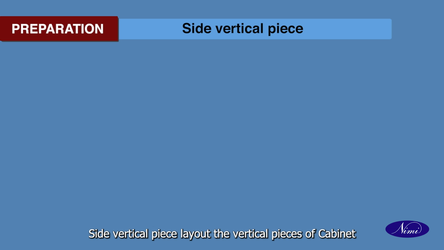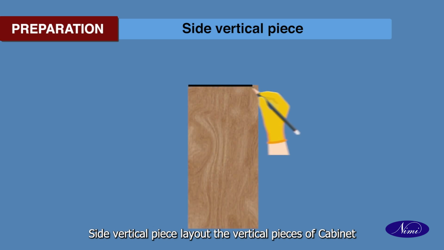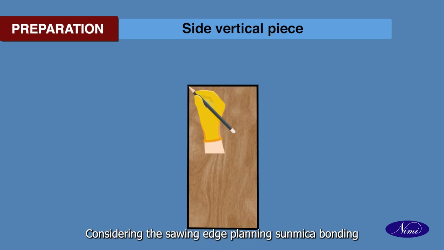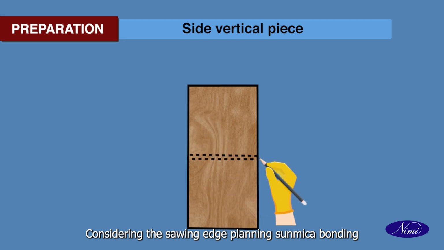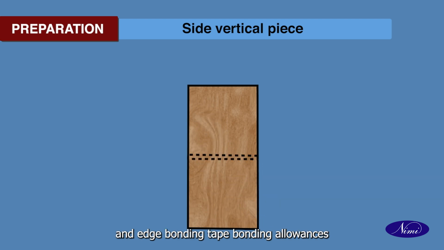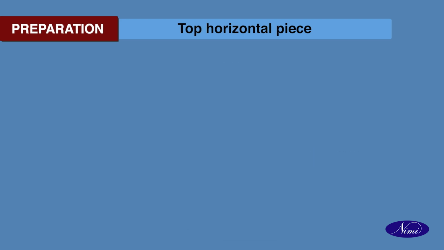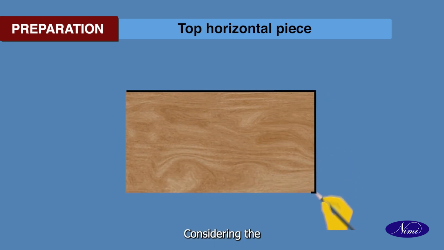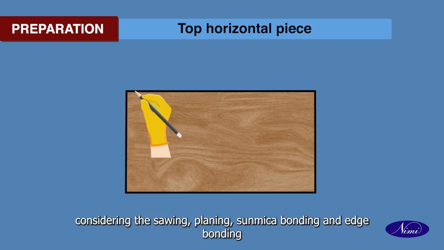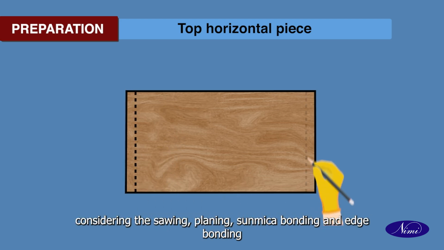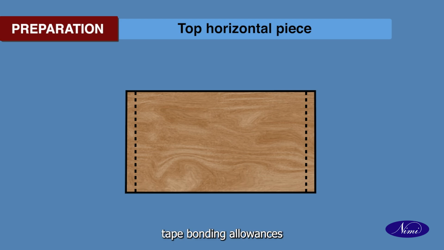Side vertical piece. Lay out the vertical pieces of cabinet considering the sawing, edge planning, sunmica bonding and edge banding tape bonding allowances. 220 into 560 mm, 4 numbers. Top horizontal piece. Lay out top piece of cabinet considering the sawing, planning, sunmica bonding and edge banding tape bonding allowances.